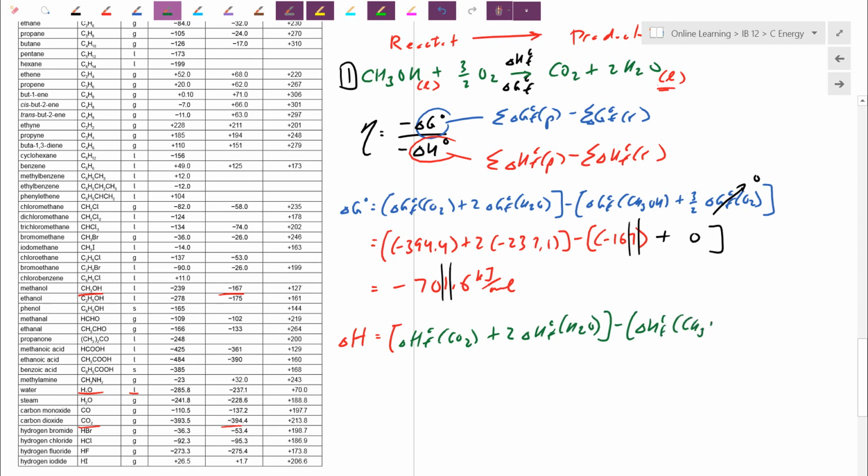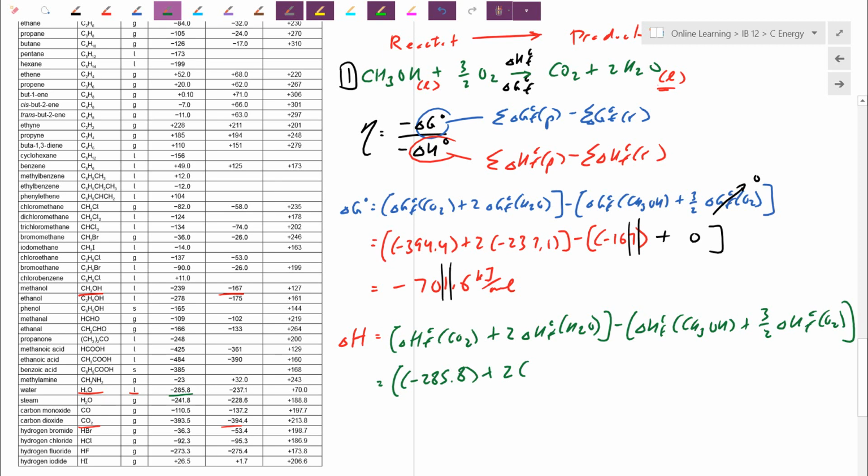Delta H of formation of methanol as liquid plus 3/2 O2. That term's going to drop away anyways. And then I basically work our way through. So the formation value, this is the heat of formation this time. As a liquid, this one here is negative 285.8 plus twice the value for water.